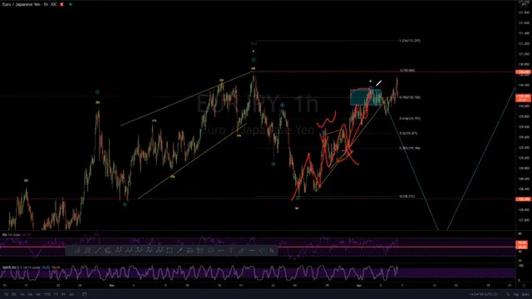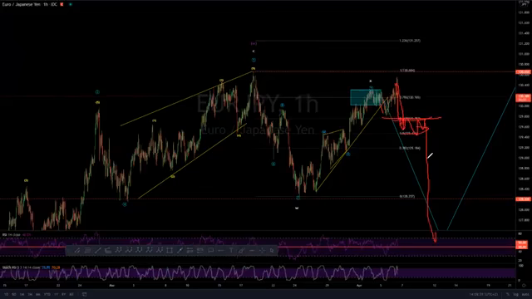So around this area, around this blue box here, I was expecting this move to the downside. It is still very possible that we get this move to the downside, but it still needs to be confirmed by an impulsive move. If we get this impulsive move and it breaks this swing low here, and we get a corrective structure or a flag, then I'll be looking for this move to the downside.